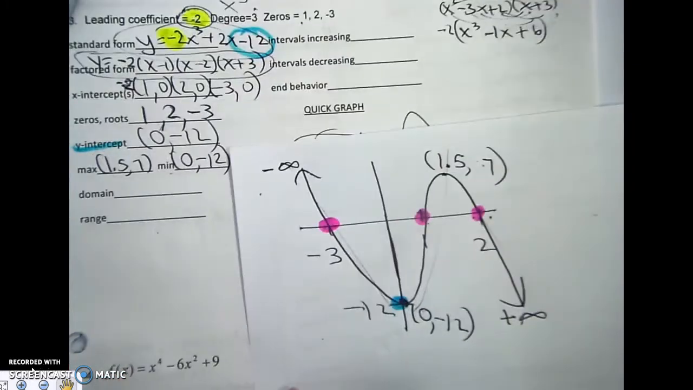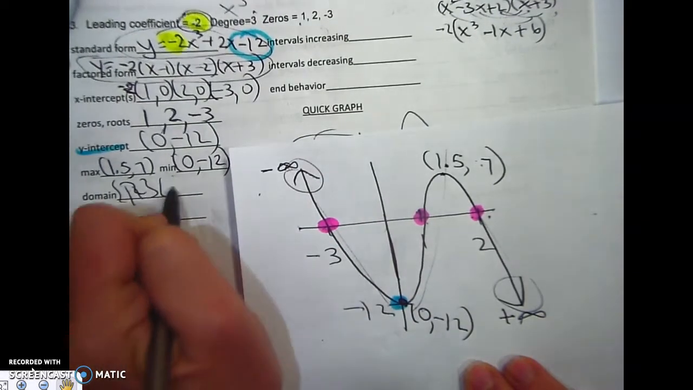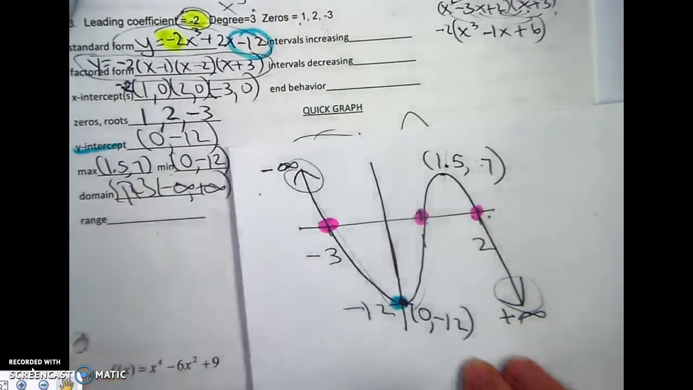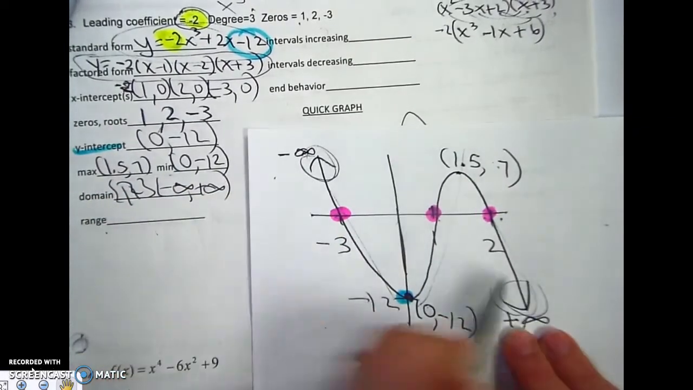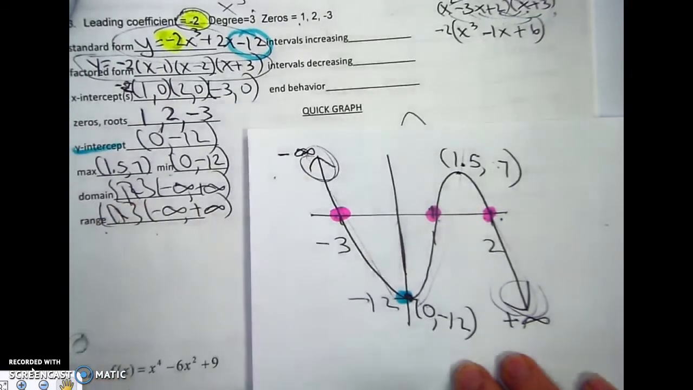Domain is everything to the left and everything to the right. Left, right, all real numbers. Negative infinity to positive infinity. My range is everything up, everything down, all real numbers. Negative infinity to positive infinity.